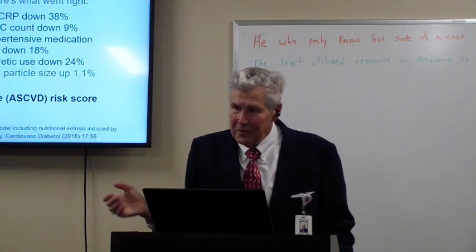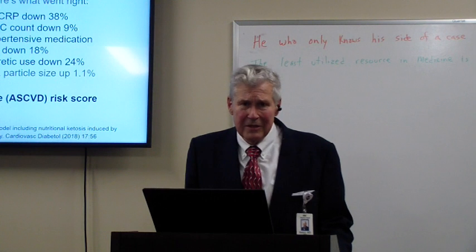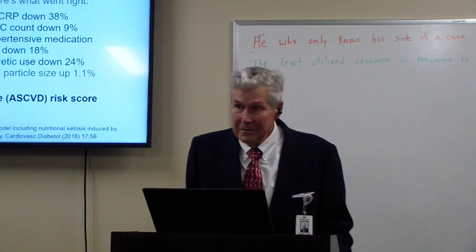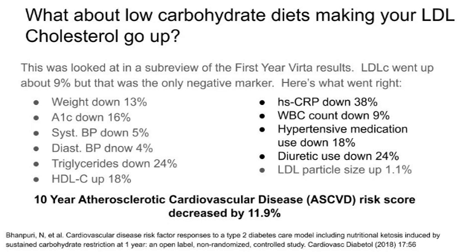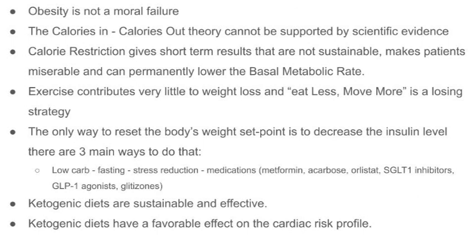this is the one-year VERTA results. VERTA is a study where they basically gave people the Atkins diet with an app. So basically, they took all these good things that happened at 1 year in the VERTA study, okay, and they plugged it into that same calculator used from the American Heart Association for the 10-year atherosclerotic cardiovascular disease risk score, and it decreased by 11.9 because of the good triglycerides, the blood pressure going down, the HDL-C going up.